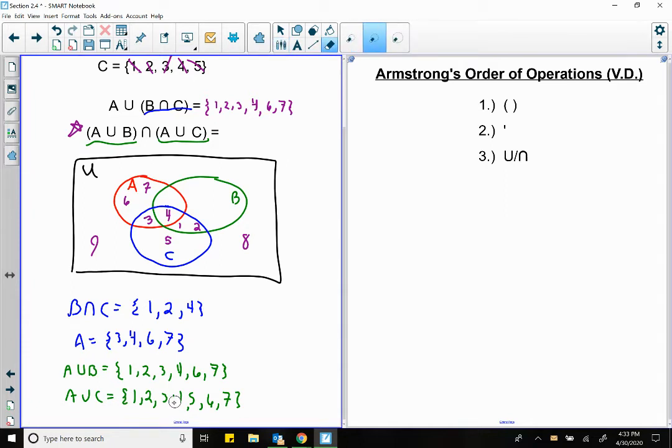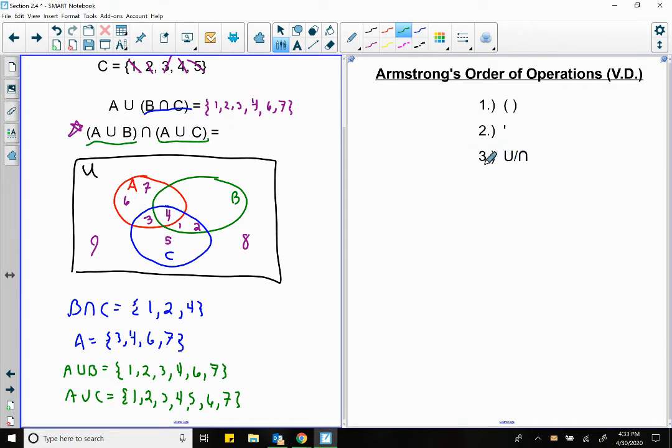Let me clean it up a little bit. I know this looked kind of messed up, so let's put a comma and 4. There we go. So now that we've taken care of the parentheses, we start all over again. So we're back at complement. Are there any complements up here? No, not outside the parenthesis.